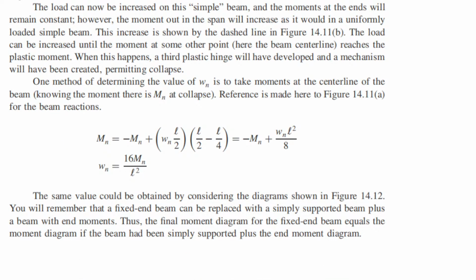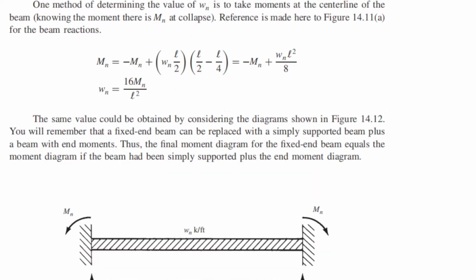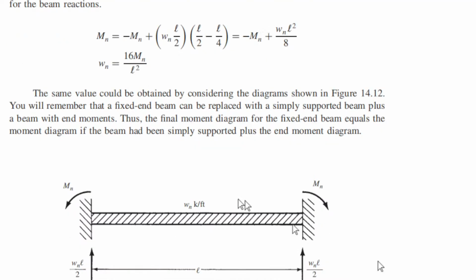So how to compute? One method of determining the value of Wn is to take the moments at the center line of the beam, knowing the moment there is Mn at collapse. So Mn is equal to negative Mn. This is from the left side. So I will show you here. This is our left side and right side.